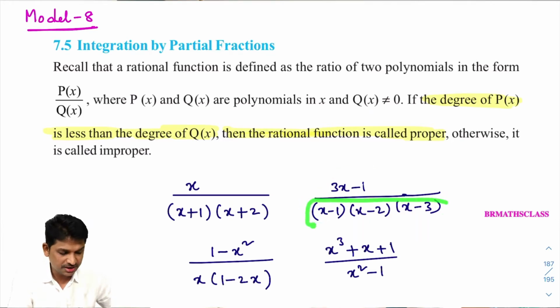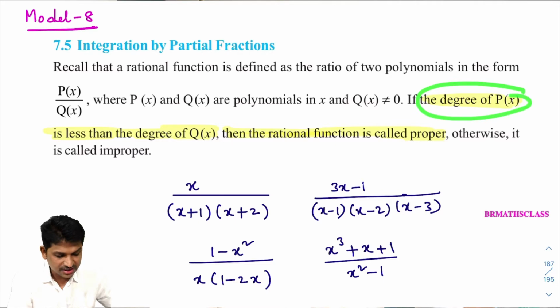What is the degree of the denominator? Yes, the degree of the denominator is what? When I multiply, you will get a cubic equation. The degree of the denominator is 3. So you know how to check the degree.